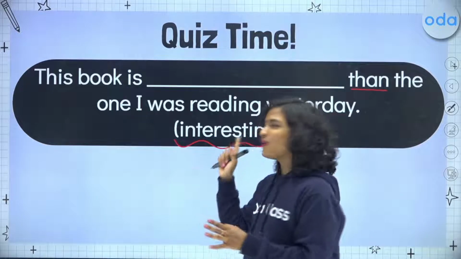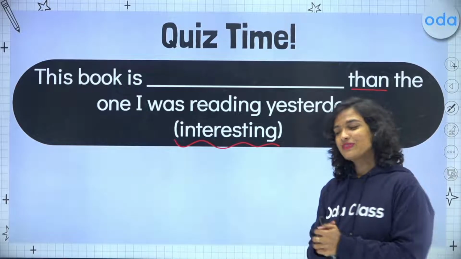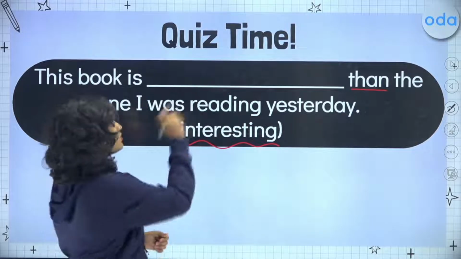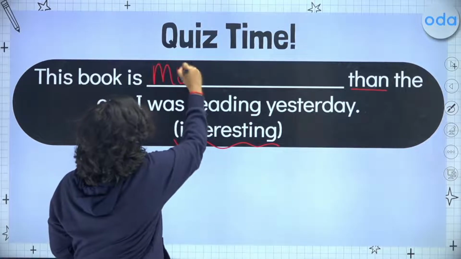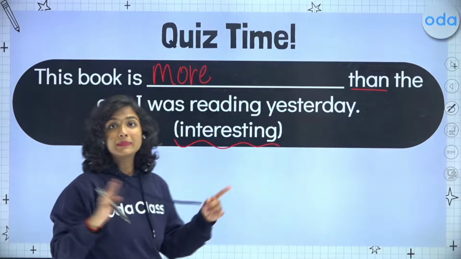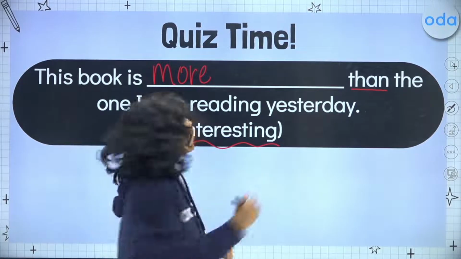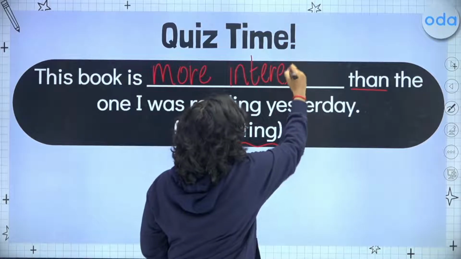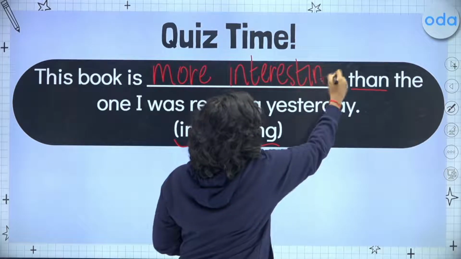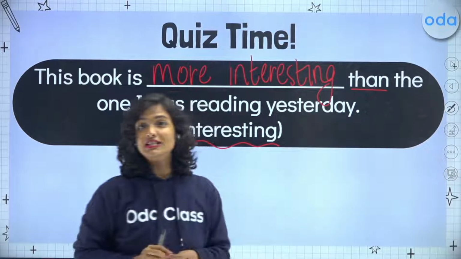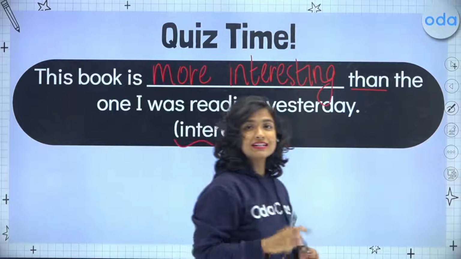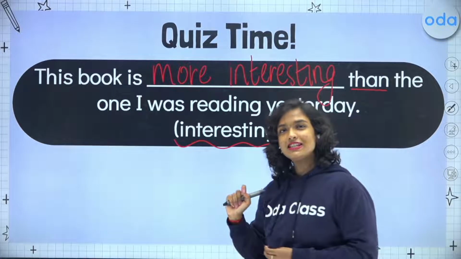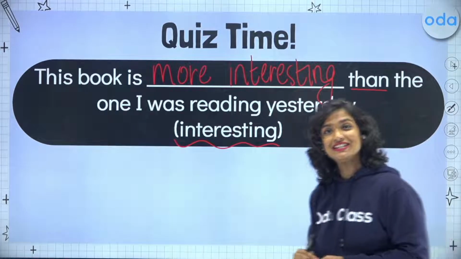So do you know how we make this adjective into the comparative degree? If you don't know, students, let me tell you. We say this book is more interesting. Now, I will soon be doing a video on how to form comparatives and superlatives as well. So please come back to that. If you did not know that the comparative form of interesting is more interesting.